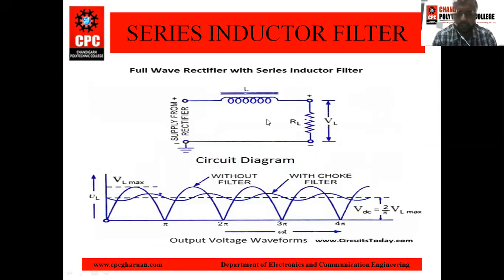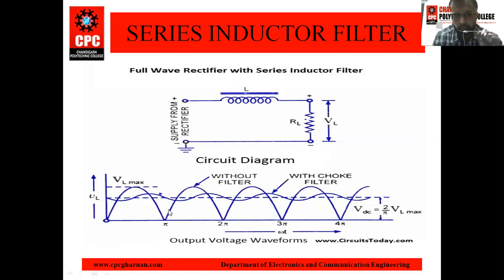Next is the series inductor filter. The function of an inductor is to pass the DC component and block the AC component. An inductor operates opposite to a capacitor. The function of a capacitor is to pass the AC component and block the DC component, that's why it is connected in shunt. The function of an inductor is to pass the DC component and block the AC component, that's why it is connected in series.